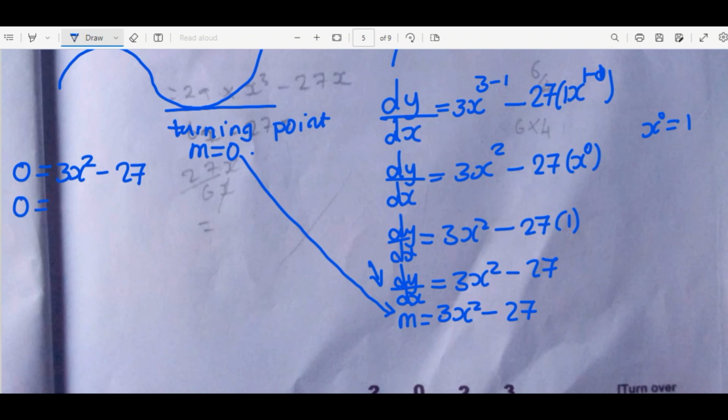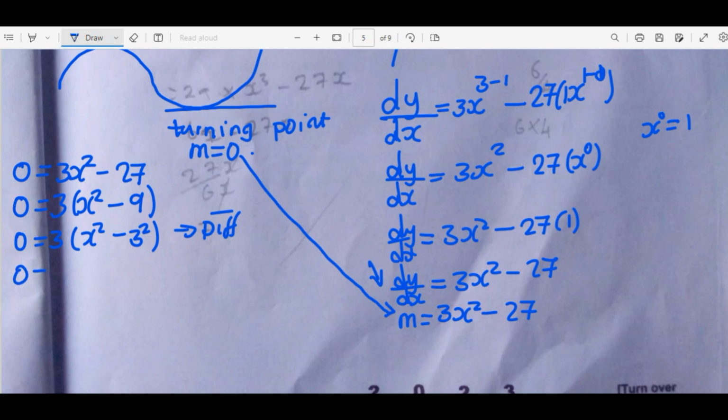So 0 is equal to, 3 is common, so we take out our 3. 3 into 3x squared will just give us x squared, minus 3 into 27 will just be 9. Now, 9 can be written as 3 squared. So here we can use the difference of two squares. We can still factorize it.